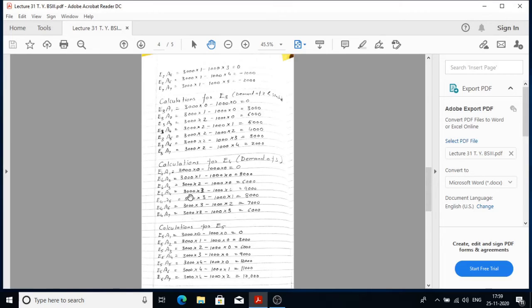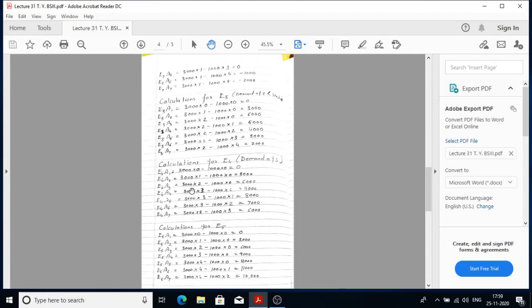E4 A4. Stock of 3 boats. Demand of 3 boats and stock of 3 boats. So 3000 into 3. So answer is 9000.